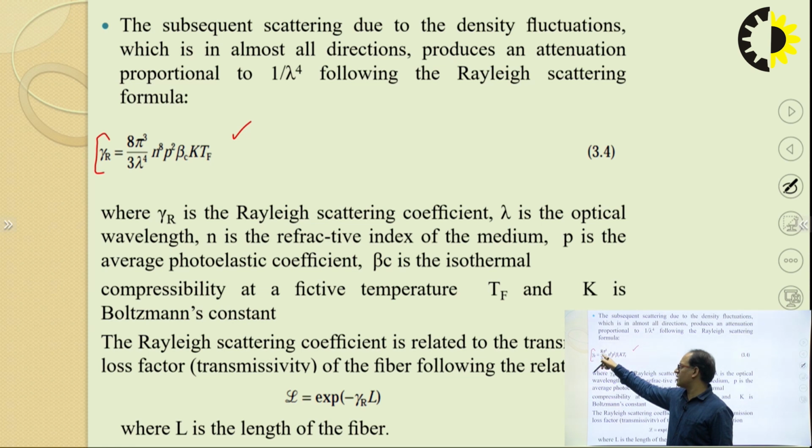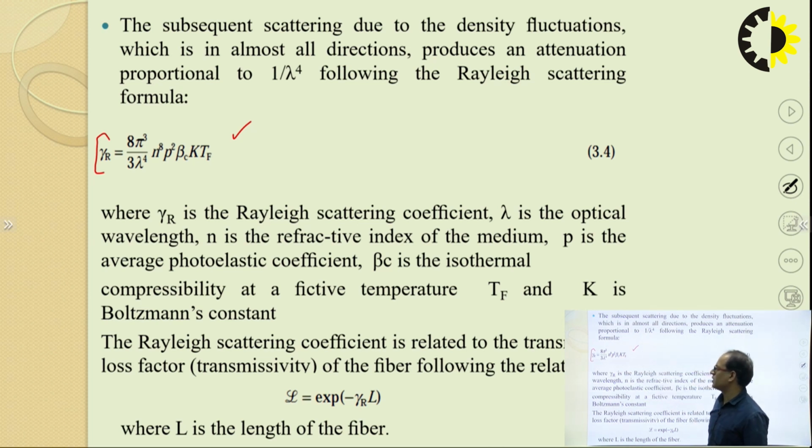And this is the Rayleigh scattering coefficient, that is how much scattering there is, given by gamma R equal to 8 pi cubed divided by 3 lambda to the power 4, into n to the power 8, p squared, beta, k, T_f. Here gamma R is the Rayleigh scattering coefficient, lambda is the wavelength of the optical signal, n is the refractive index of the medium, or you can say core, p is the photoelastic coefficient, and beta is the isothermal compressibility at the effective temperature.